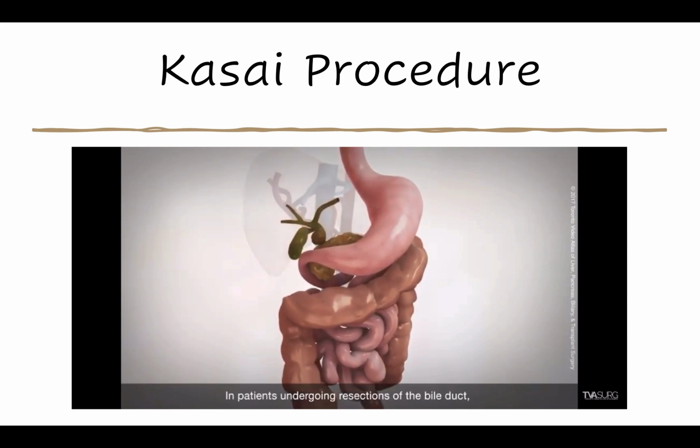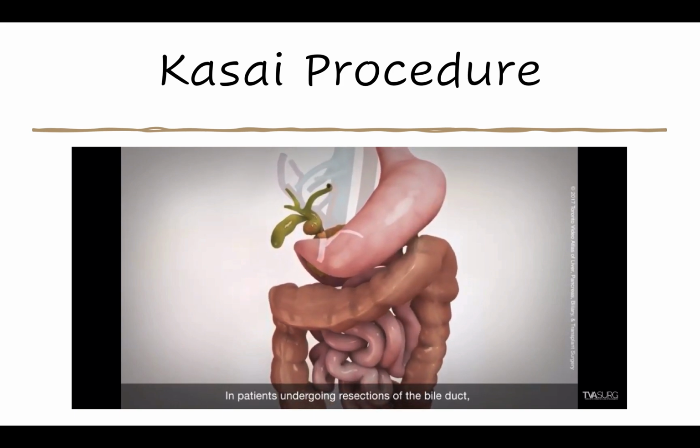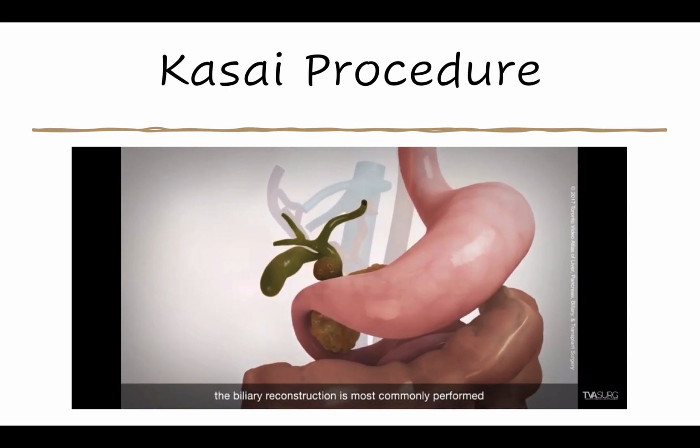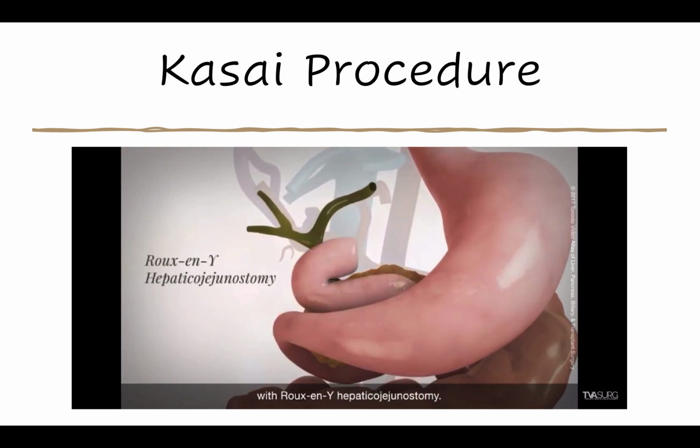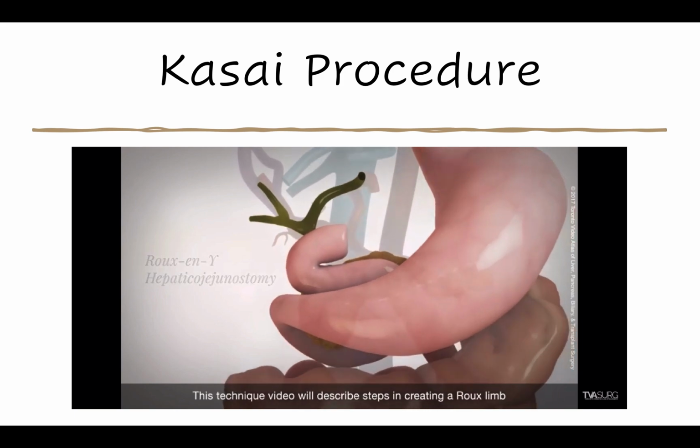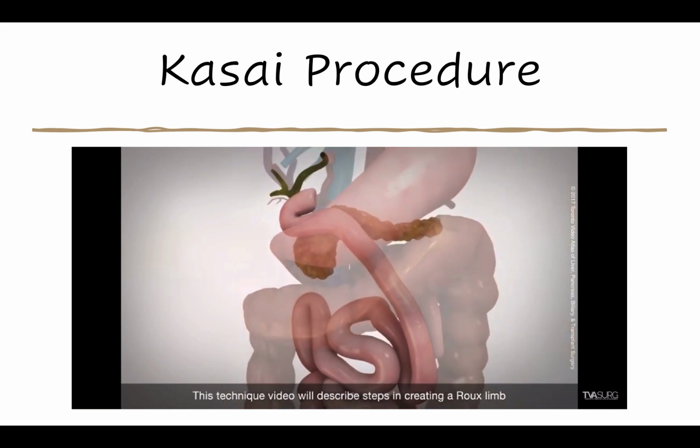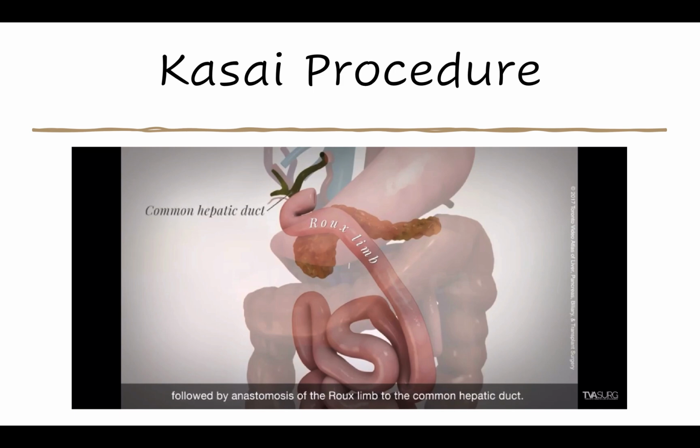In patients undergoing resections of the bile duct, the biliary reconstruction is most commonly performed with Roux-en-Y hepaticojejunostomy. This technique video will describe steps in creating a Roux limb, followed by anastomosis of the Roux limb to the common hepatic duct.